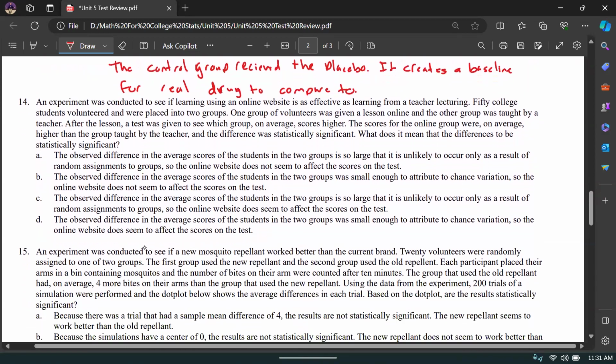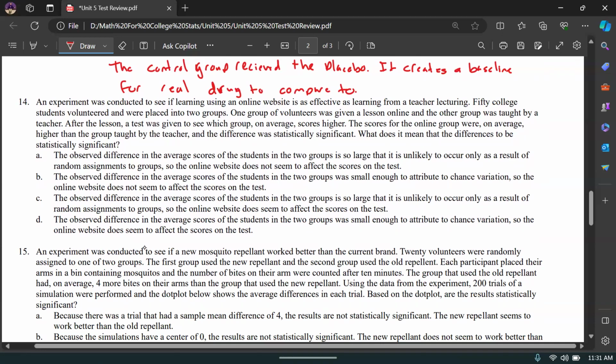All right, number 14. An experiment was conducted to see if learning using an online website is as effective as learning from a teacher lecturing. 50 college students volunteered and were placed into two groups. One group of volunteers was given a lesson online, and the other group was taught by a teacher. After the lesson, a test was given to see which group on average scores higher. The scores for the online group were on average higher than the group taught by the teacher, and the difference was statistically significant. What does it mean that the difference is statistically significant?